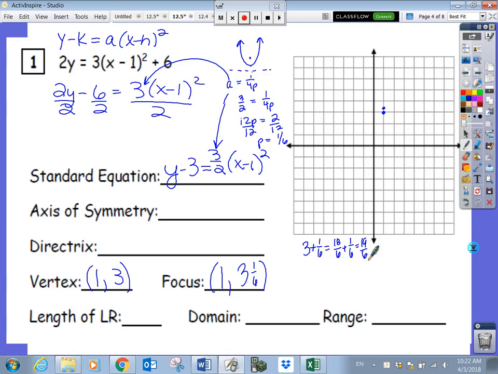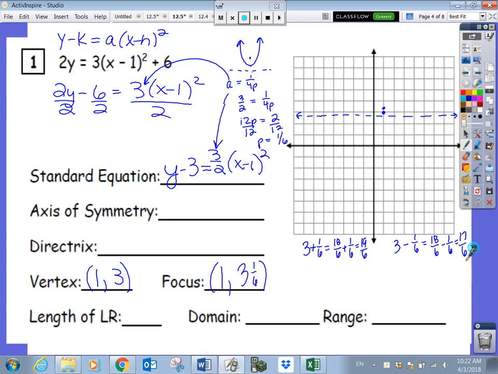For the directrix, we're going to go 1/6 below the line. So we were at 3 and we went down 1/6. Some of you can see that's 2 and 5/6, very easy. If not, we were at 3 and we subtracted 1/6, which is 18/6 minus 1/6, 17/6. Or again, 2 and 5/6, whichever one, they're the exact same number, so it doesn't matter.